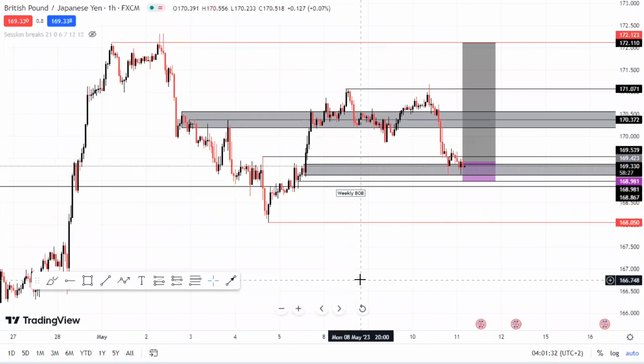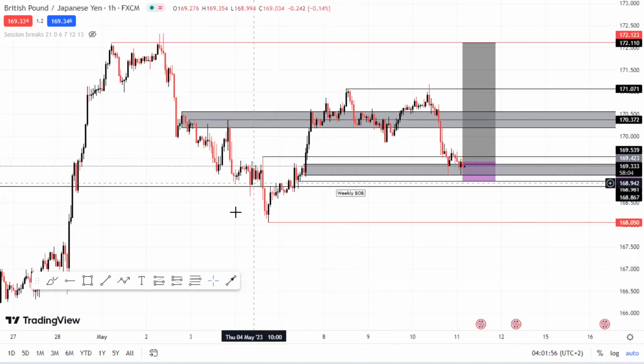Today we have a GBPJPY bullish range expansion idea for you guys. I did share with you before the week started that I am bullish on the GBPJPY, and I think in one of my videos I gave this exact idea. Essentially, I wanted price to drop into around the 169.328 region before heading higher to around 172.500.